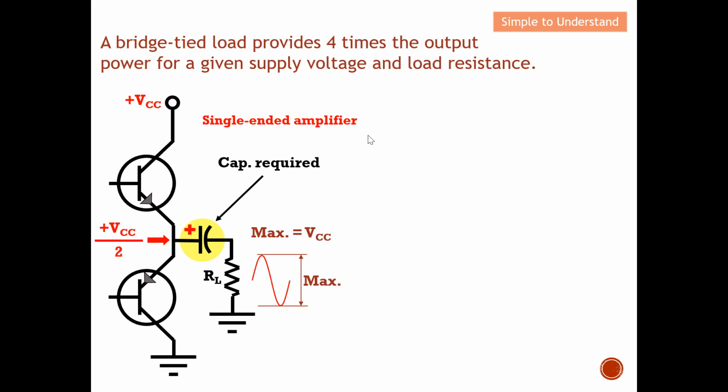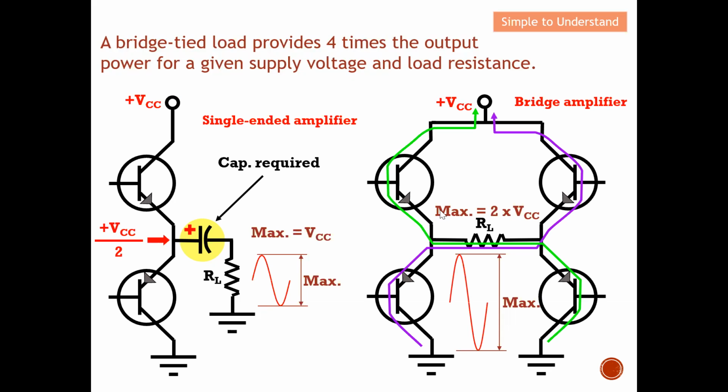For example, if I have my bridge-tied load here, it will be 4 times, because the voltage at the collector is equal to 2 times VCC, while over here VC is VCC divided by 2. Hence the voltage difference between these two is 4 times. So this is what it means: it can provide 4 times the output power for a given supply voltage and load resistor by having this bridge amplifier.